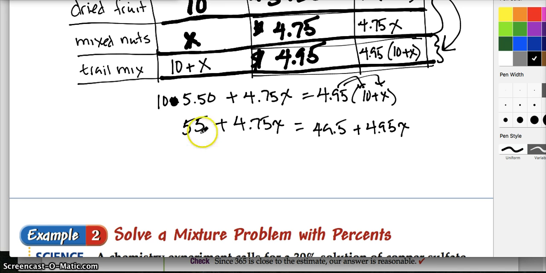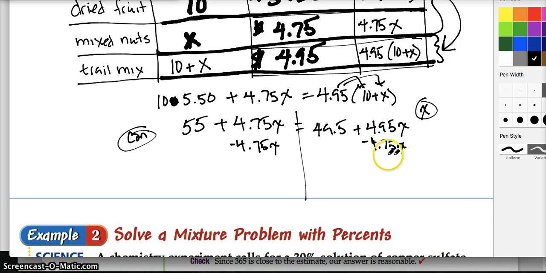This isn't too bad. What we're going to do is isolate, choosing one side for X's. I'm going to put my X terms over here and my constants over here. So since I'm going to do that, this 55 stays, but this 4.75X goes. So I'm going to subtract it from both sides of my equation, and I'm left with 55 is equal to $49.50 plus 0.20x. Does that make sense? 4.95x minus 4.75x gives me 0.2x.